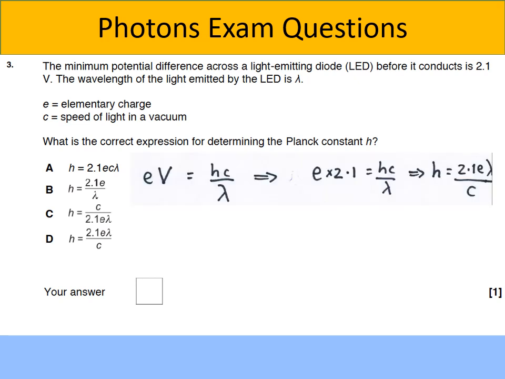So we know that the energy eV is equal to hc over lambda, where V is the threshold voltage. So if we put our values into those equations, we know that E times 2.1 is equal to hc over lambda. If you rearrange that equation to make Planck's constant the subject, we are left with 2.1 E lambda divided by c. So that gives us the answer D.